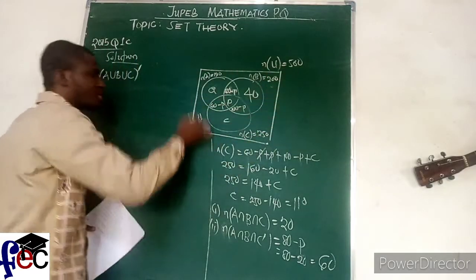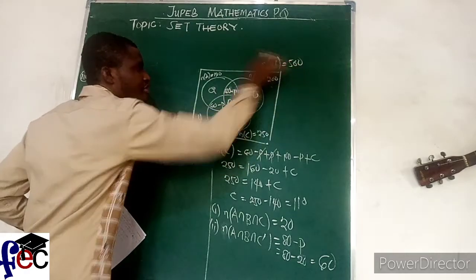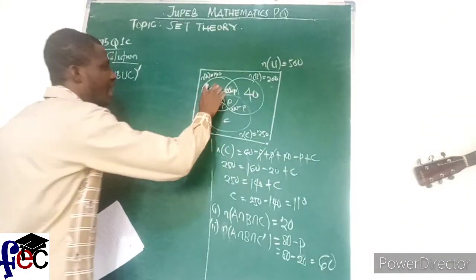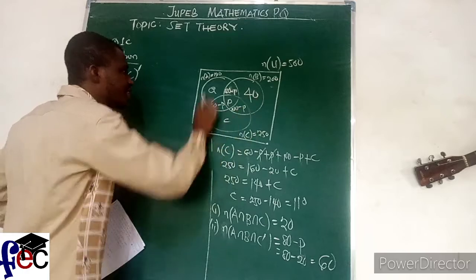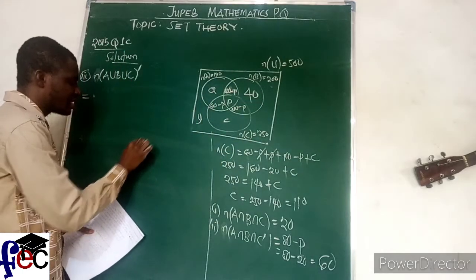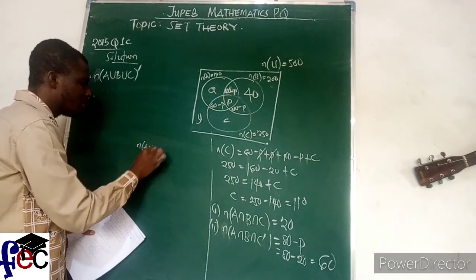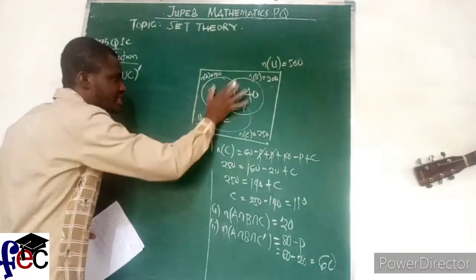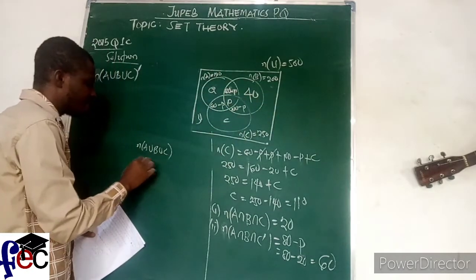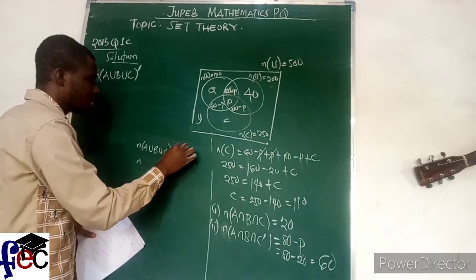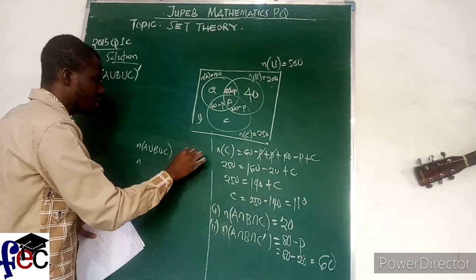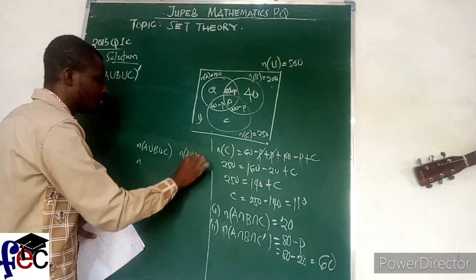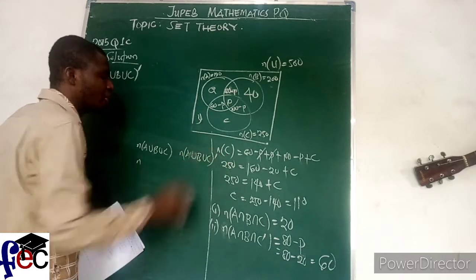Everything inside this box is 500, okay? When you add everything inside this circle, everything inside this circle is represented by what? Cardinality of A union B union C. Everything outside these three circles is represented by what? Cardinality of A union B union C complement.